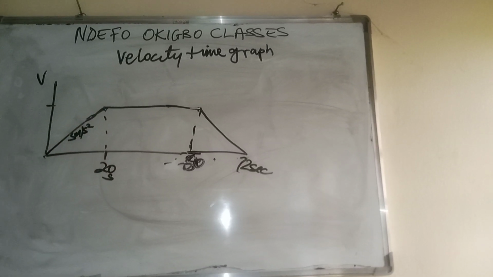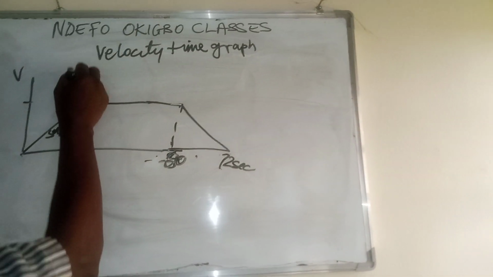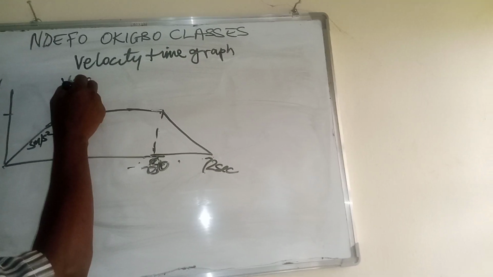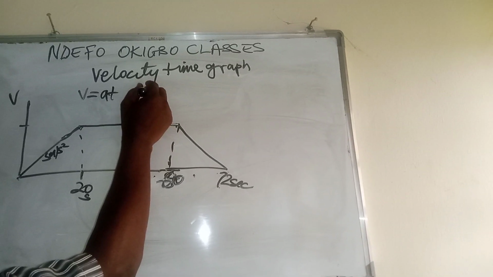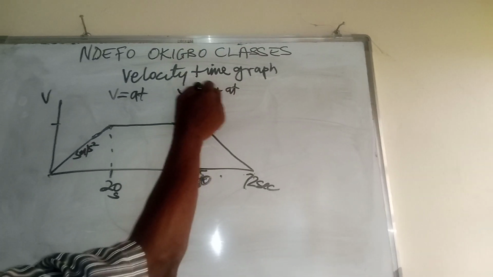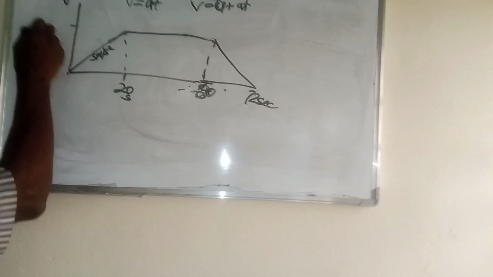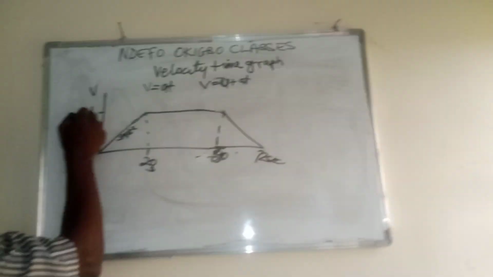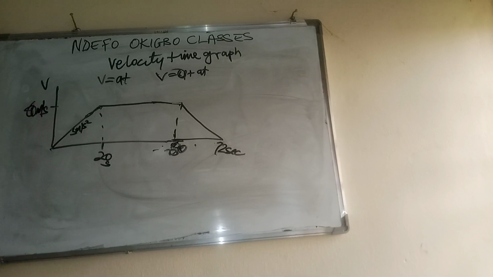This is just 3 times 20, because we know that velocity is equal to acceleration times time. If you use the first equation, v equals u plus at, u is 0 because it started from rest. So 20 times 3 is 60 meters per second. So we have gotten the velocity, which we marked.